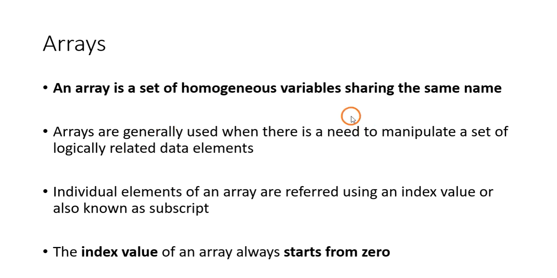So when do we use arrays? Whenever there is a requirement for maintaining a list of values, for example, a list of marks, or a list of student numbers, or a list of student names. In such cases, we can use arrays. And how do you refer to each element inside an array? By using something called an index value, also called a subscript. Remember that the index value of an array always starts from 0. It's not 1, it is 0.